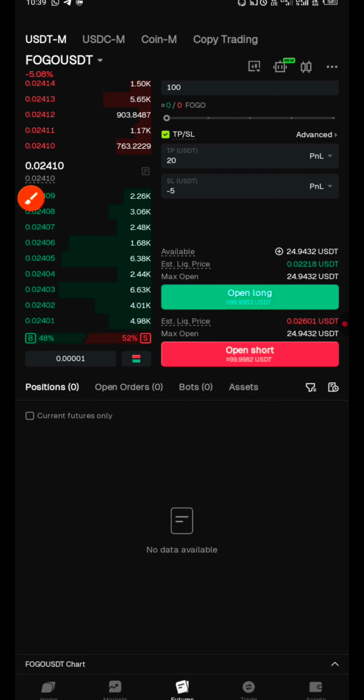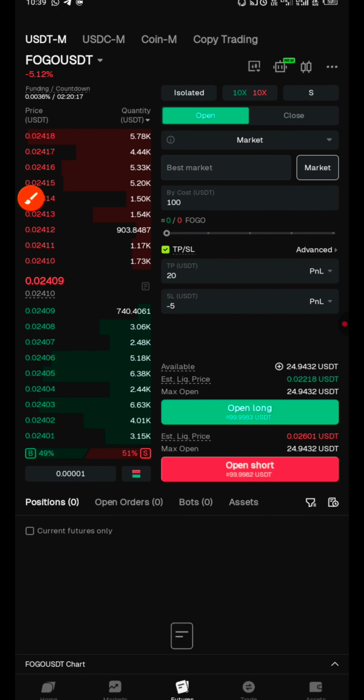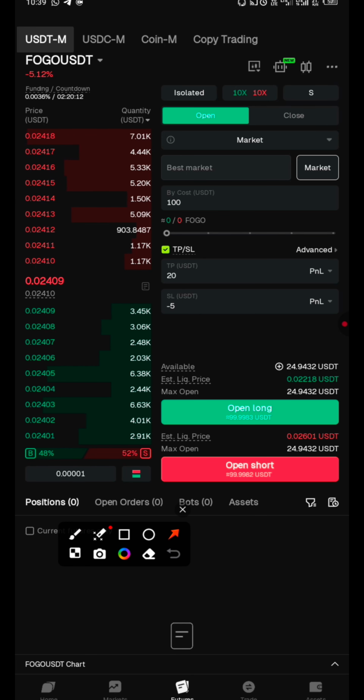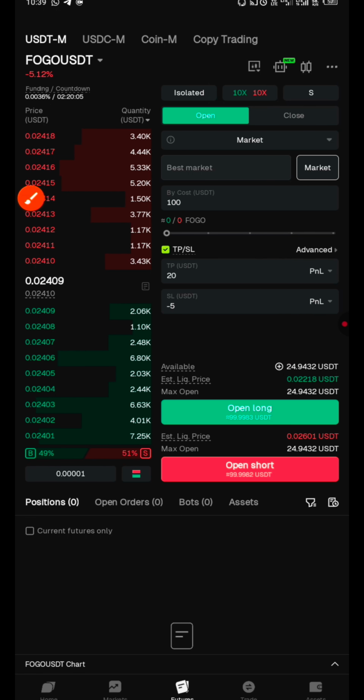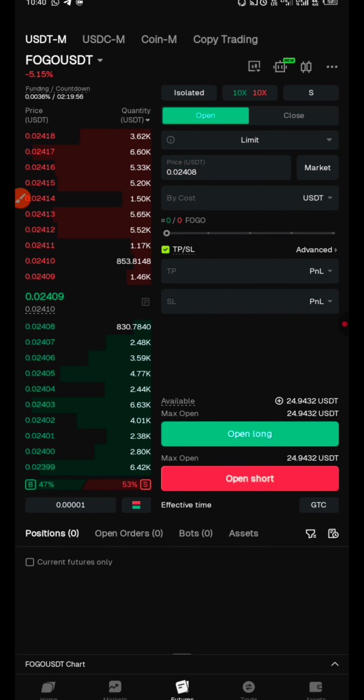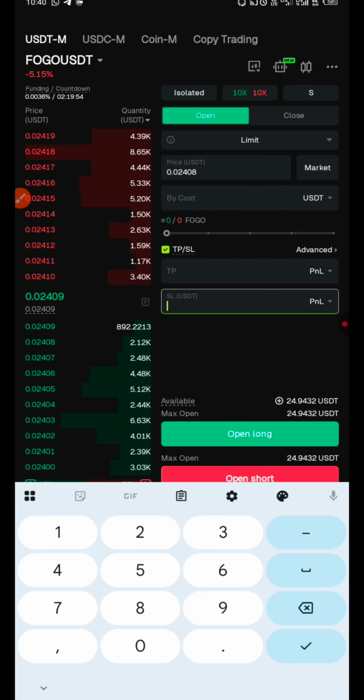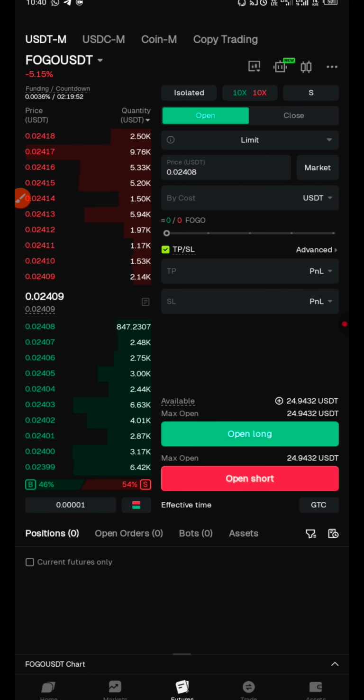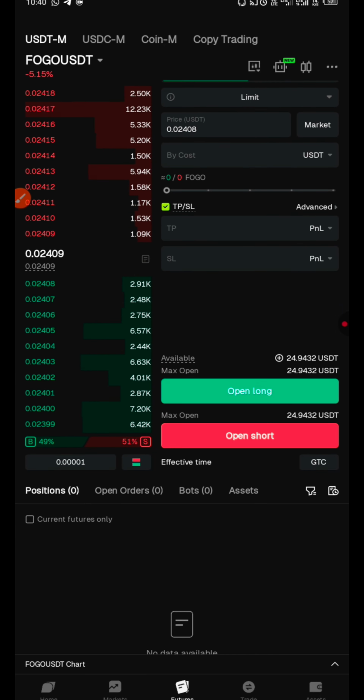So what it means is that you have to change. Sorry, it means that here has to be in market and not in limit. It has to be in market, just as it is. If it is a limit order, you change it to limit. Okay, and then enter the parameters, enter the price, and then enter the amount you're trading with, putting your take profit and your stop loss, and then you hit on either long or short. Simple.